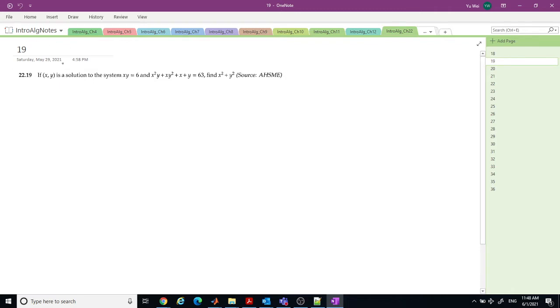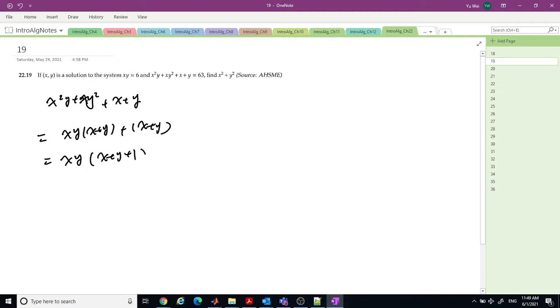So if xy is equal to this, we want to find x squared plus y squared. So x squared y plus xy squared plus x plus y. We can see this one is xy times (x plus y), then plus x plus y. So we have xy plus 1 times (x plus y) equal to 63.